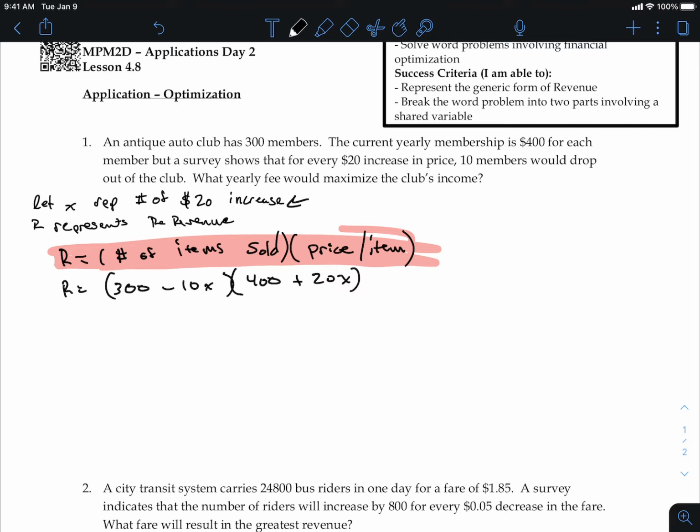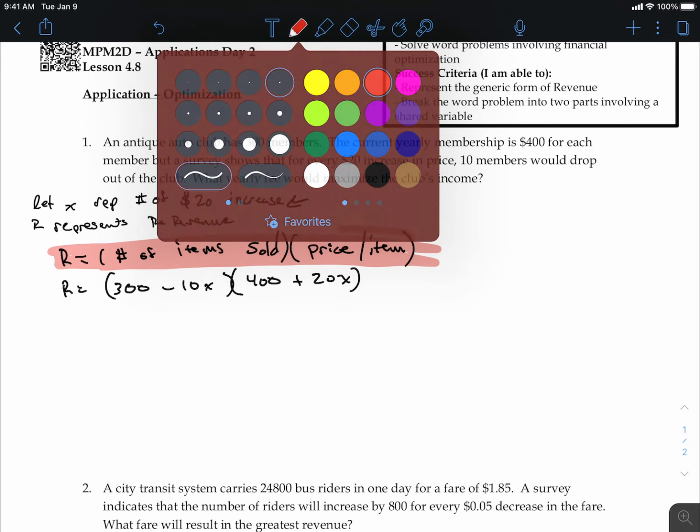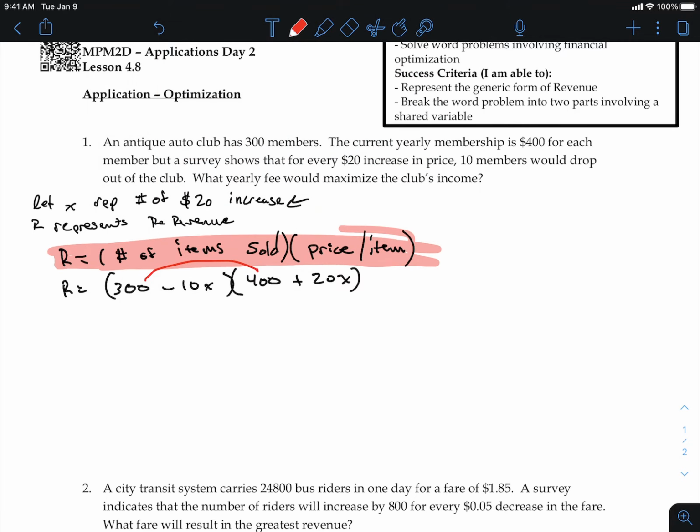That's written in factored form right now, kind of, not even really. What we're going to do is write it into standard form so that we can complete the square. How do I write this in standard form? First times first, first times last, second times first, second times last. Just expand it.